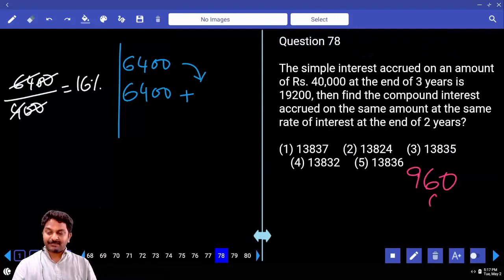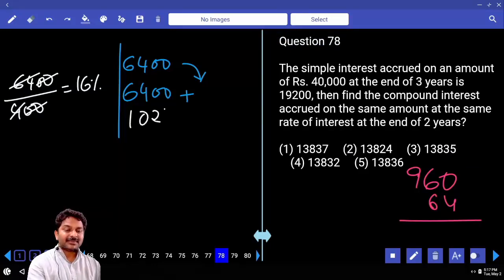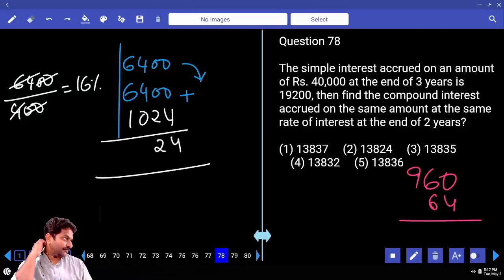960. 1%, that means 1024. The answer must end with 24. How many options are there? Got it? Everybody?